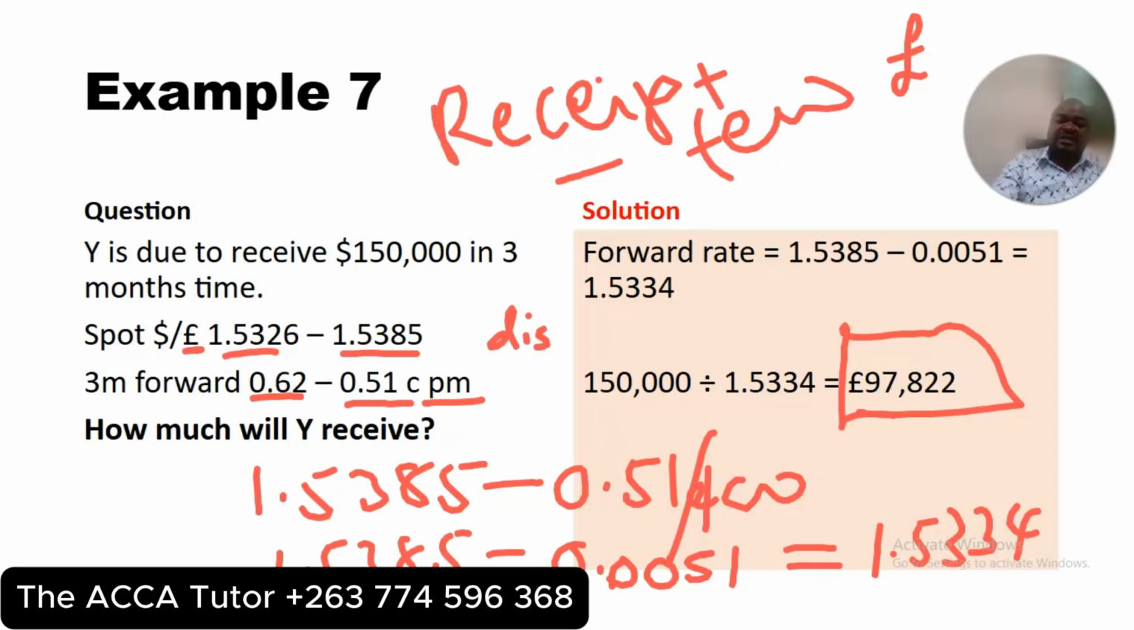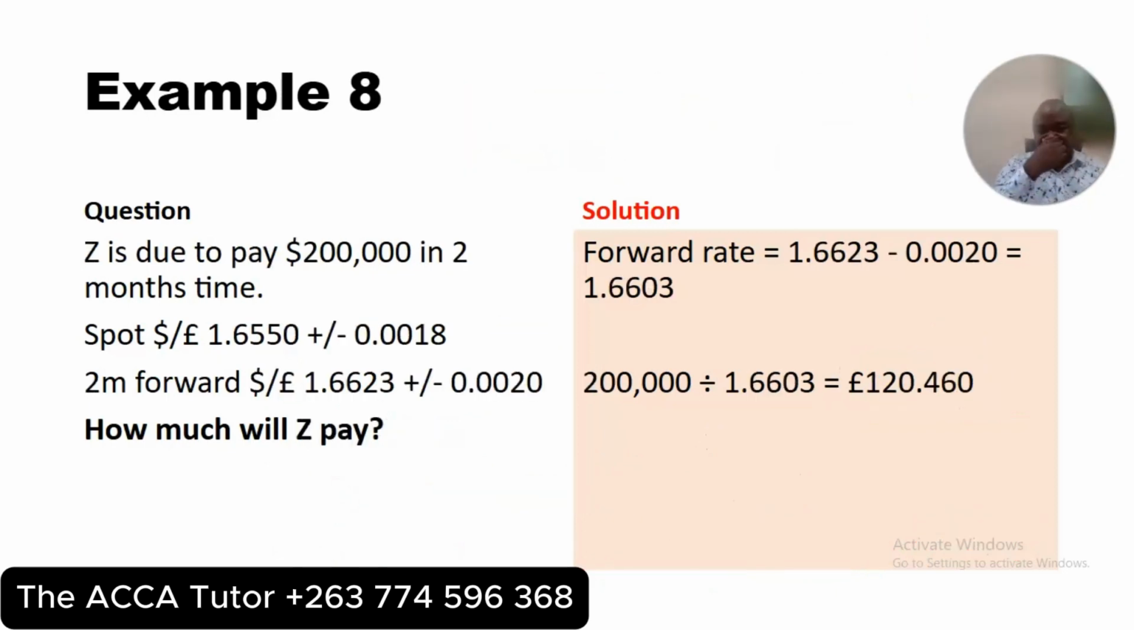What else do we need there? All right, let's try this example again. Z is due to pay $200,000 in 2 months' time. The spot rate is $/pound 1.6550 plus or minus 0.0018. 2 months forward is given as that.